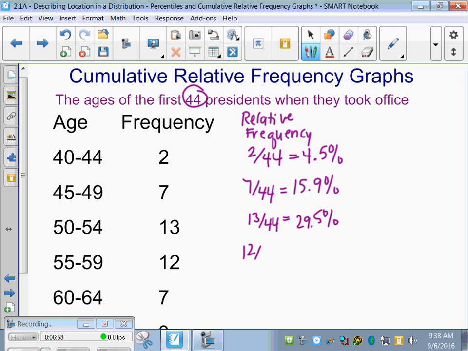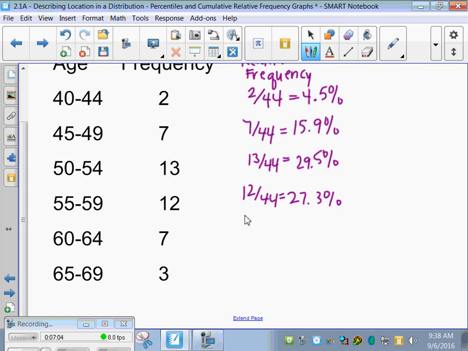And 12 out of 44 gives us 27.3% of presidents. And 7 out of 44 again is 15.9%. And 3 out of 44 gives me 6.8%. Okay, so there's relative frequency.